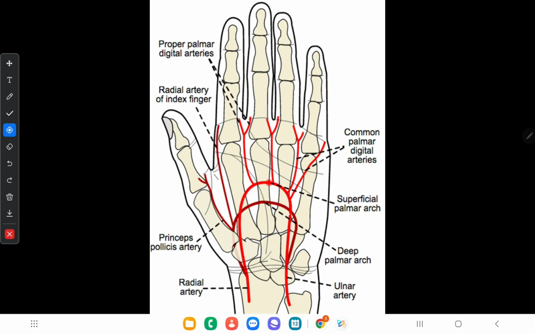In this picture, you can see the blood supply around the wrist joint. The ulnar artery and radial artery give off carpal branches to these carpal bones, and they also supply blood to the wrist joint.